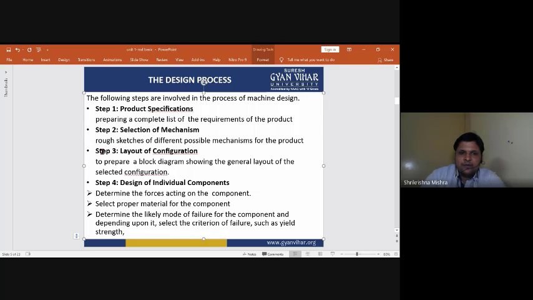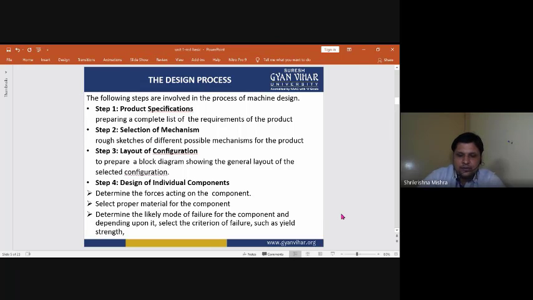And in step number three, we made a layout of the configuration. We made the layout of the configuration to prepare a block diagram showing the general layout of a selected configuration. Then after, step number four was design of individual components. In it comes determining the forces acting on the component. Second, selecting proper material for the component. Thirdly, determining the likely mode of failure for the component, and depending upon it, select the criteria of failure, such as yield strength.